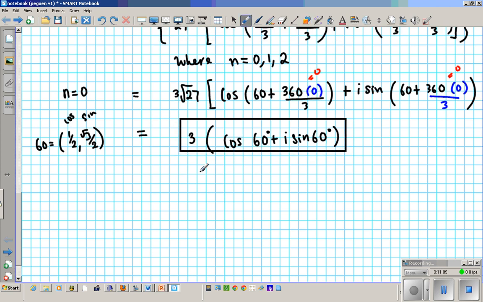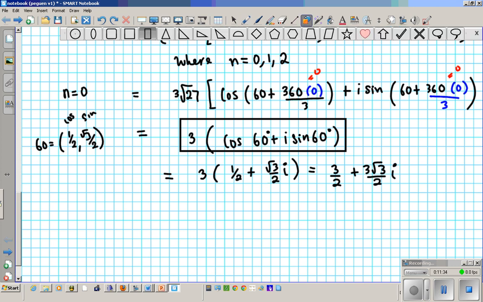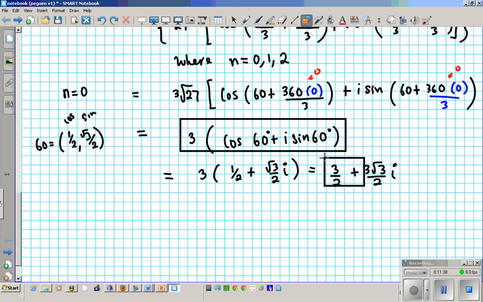This becomes 3 times cosine, which is 1/2, plus root 3 over 2 for the sine i. Then distribute the 3 to everything. We're going to have 3 over 2 plus 3 root 3 over 2 i. And there goes your answer in rectangular form for the first root.